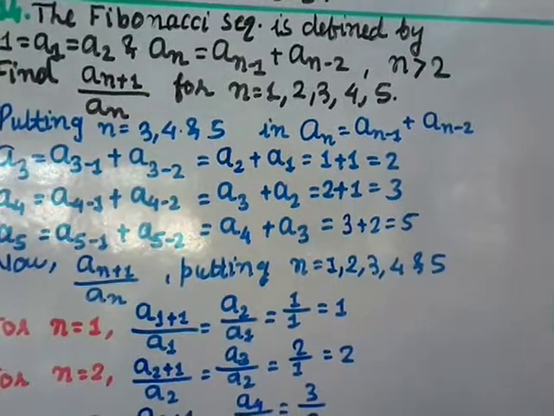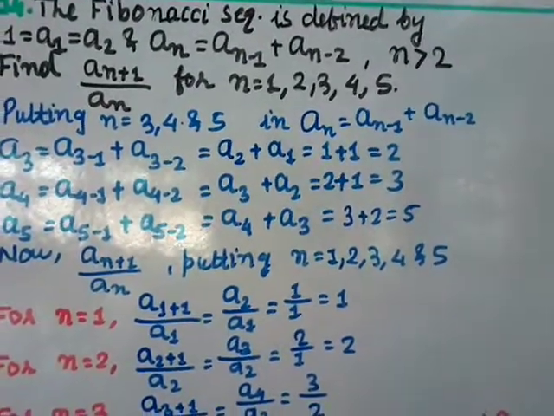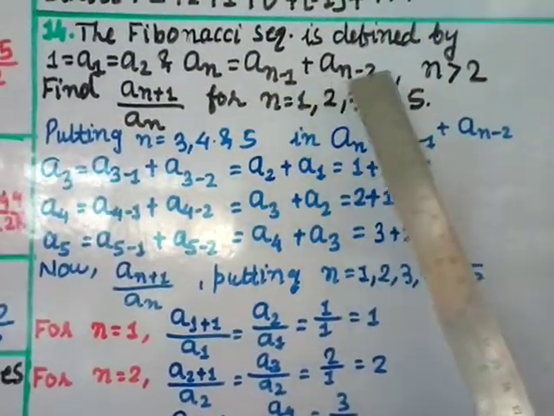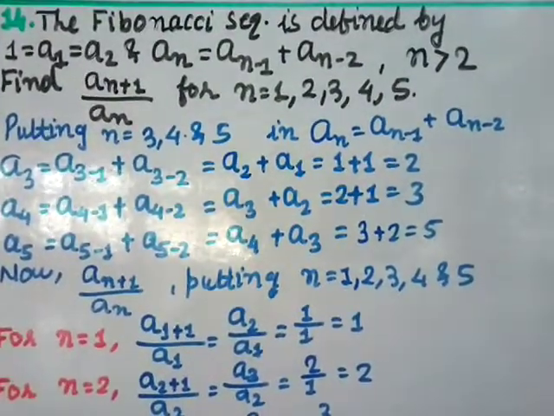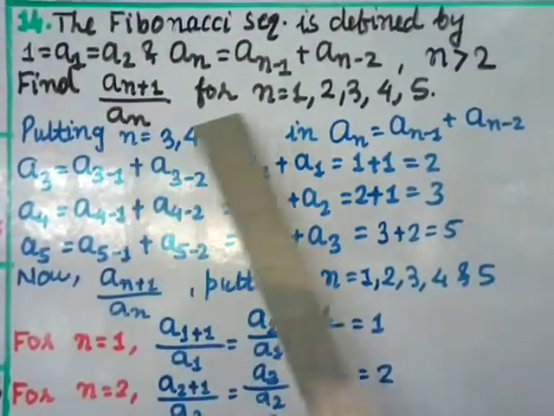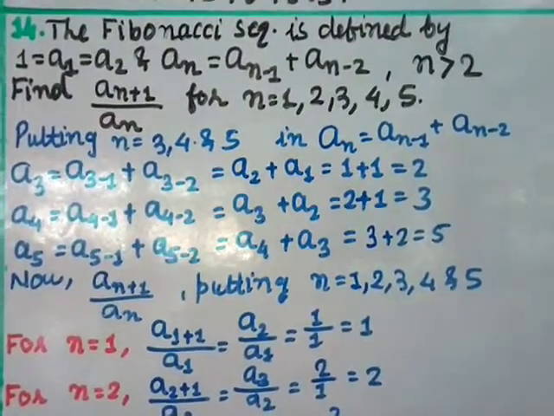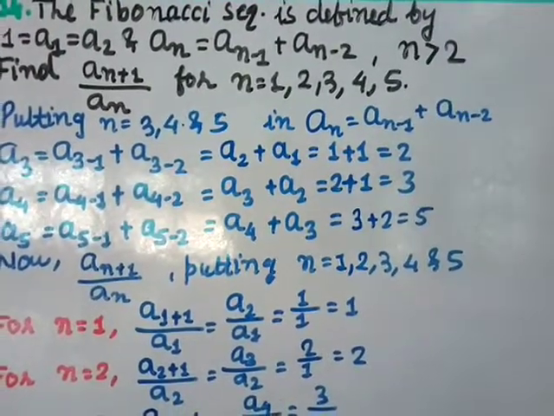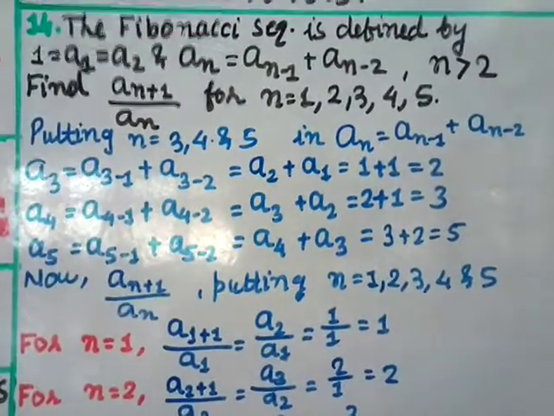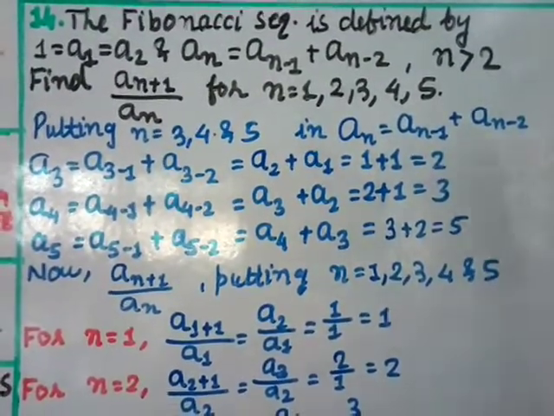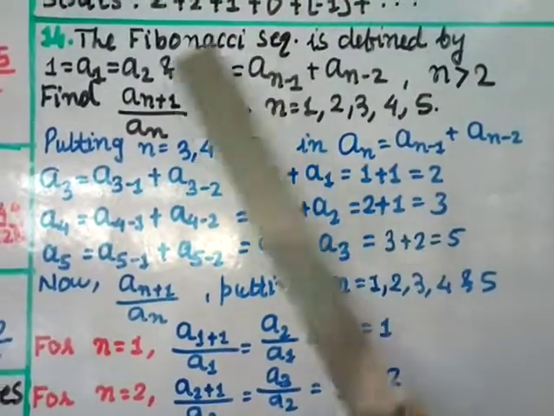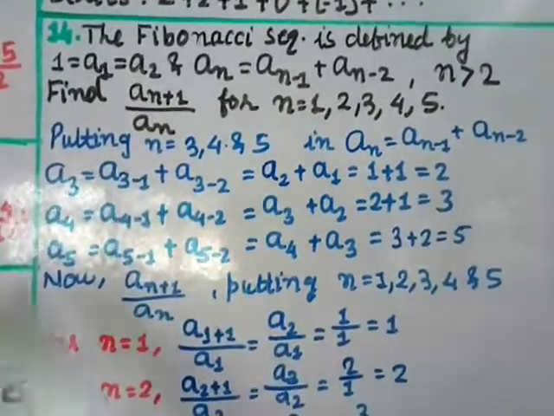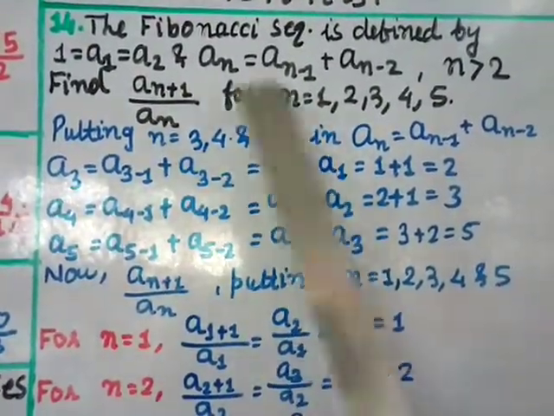Question number 14. The Fibonacci sequence is defined by 1 equal to a1 equal to a2 and an equal to an minus 1 plus an minus 2, n greater than 2. Find an plus 1 by an for n equal to 1, 2, 3, 4 and 5. So first let us find the value of a1, a2, a3, a4 and a5. a1 and a2 we don't need to find because they are given in the question, and a3 to a5 we will find using this relation, the general term, for n greater than 2, because the a2 value is given to us as 1. So we shall put n equal to 3, 4 and 5 in this relation.